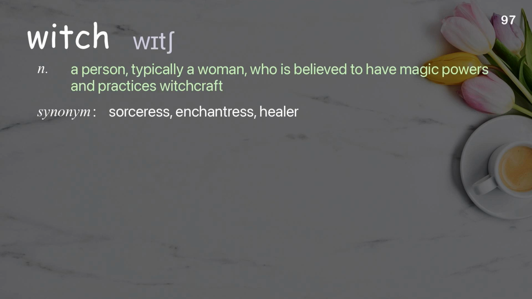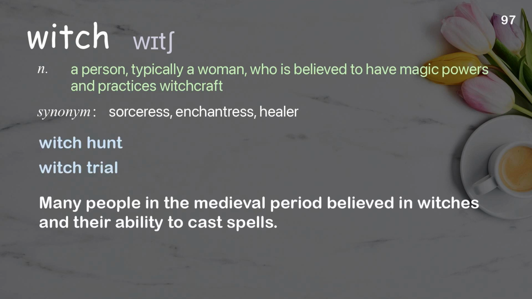Witch. A person, typically a woman, who is believed to have magic powers and practices witchcraft. Examples: witch hunt. Witch trial. Many people in the medieval period believed in witches and their ability to cast spells.